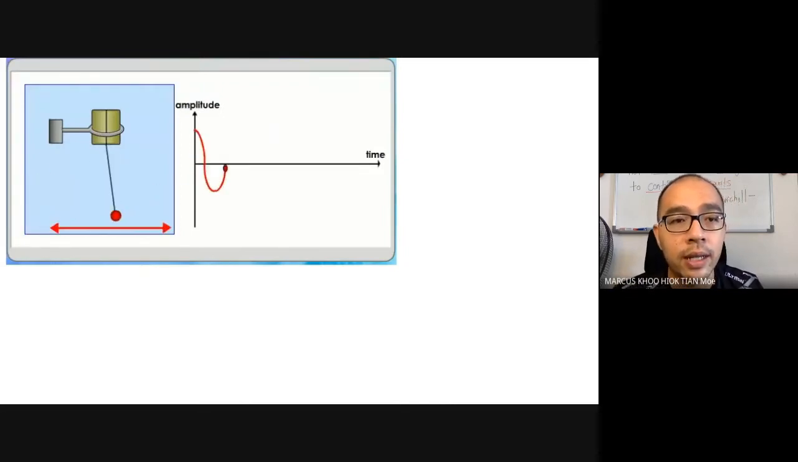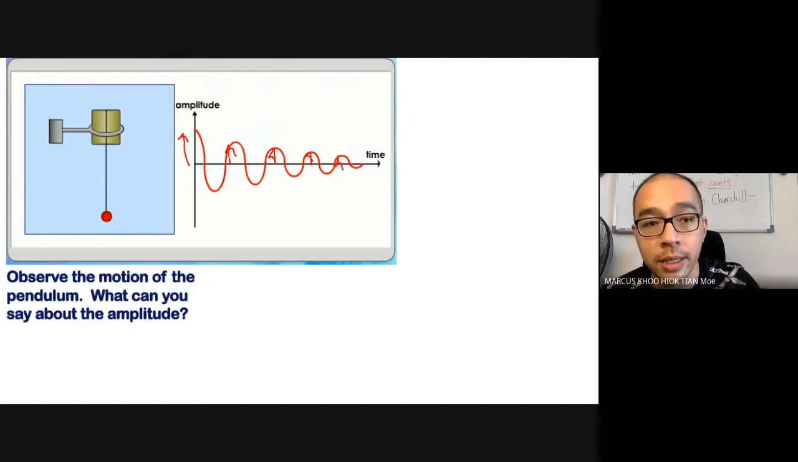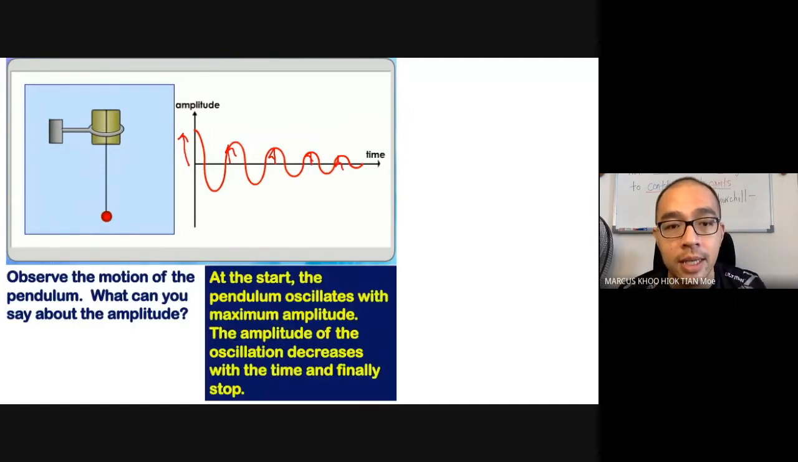When this is swinging, we look at it go up and then go down, and then go up and then go down. After a while, we find that the amplitude is decreasing. Look at the amplitudes, it is decreasing. So what can you say about the amplitude? At first, it oscillates with maximum amplitude. And then after that, the amplitude decreases with time. The height of the wave decreases with time. So again, we use the word amplitude over here.